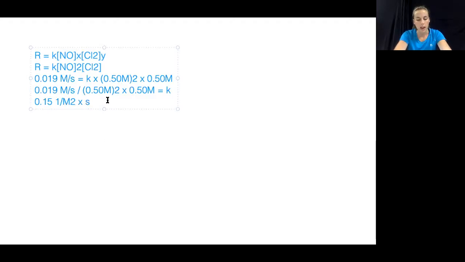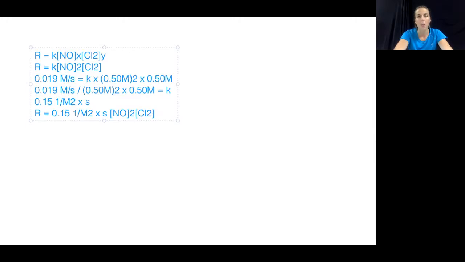Alrighty, so now that we have that, that's all they asked me for. Well, I need to rewrite it in the equation. So R equals, plug your K in, and don't forget your units. Concentration of NO squared, this should be an exponent, concentration of Cl2. And that would be your rate equation for any concentrations of these 2 reactants. Hope that makes sense to you guys. I know it's a lot.